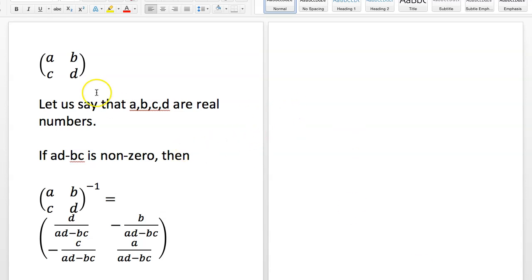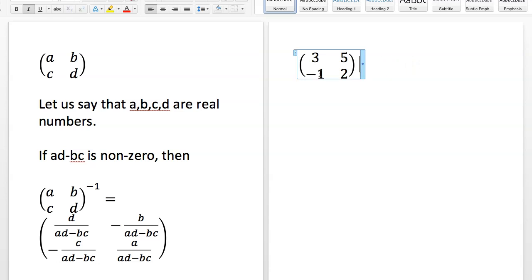So, for example, let's say that A, B, C, D is, let's say I've got 3, 5, -1, and 2. And you can check AD minus BC: A times D minus B times C. That better not be 0. 3 times 2 is 6, and then minus 5 times -1. Well, that's 6 minus -5. That's 11. But all I really care about is that it's not 0, right? So we're good to go.